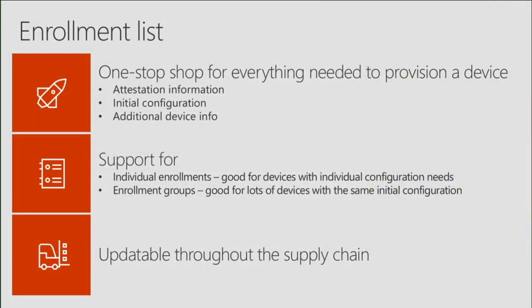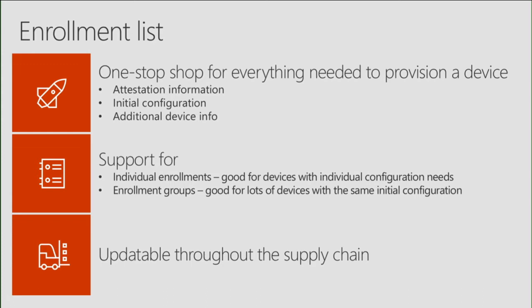So first, I want to dive a little more into the enrollment list. The enrollment list is essentially the record of all the information needed to fully provision that device. From attestation information, like how do we validate that device's identity, to the initial configuration that we want that device to have when it boots, to any other additional device information, like explicitly setting an IoT hub, or specifying a device ID we want that device to be known as when it's in that IoT solution.